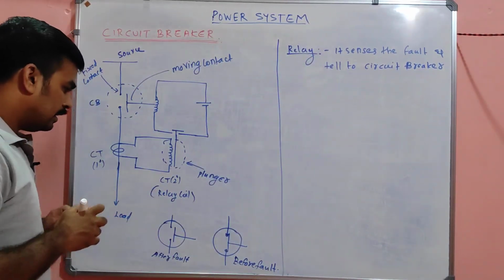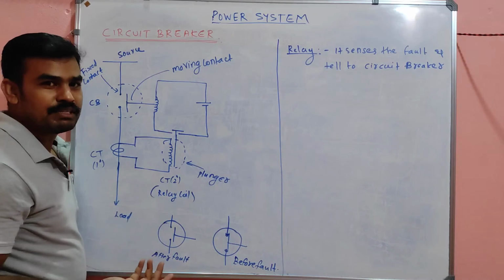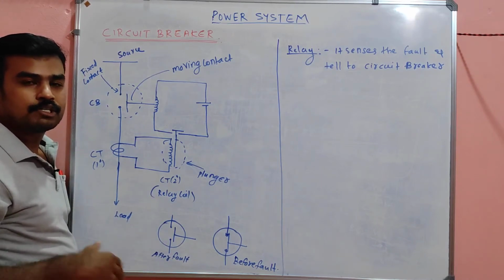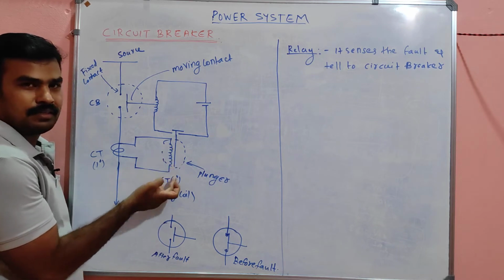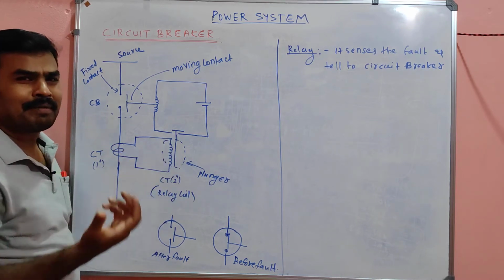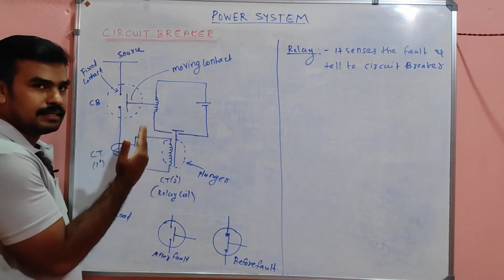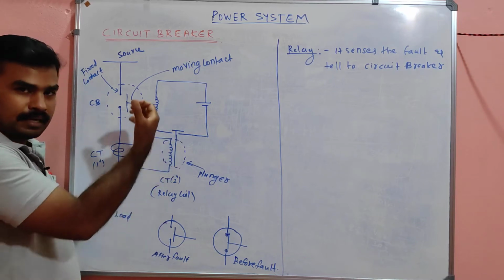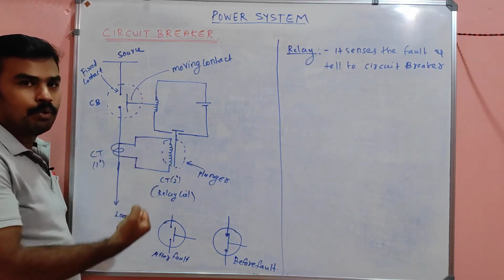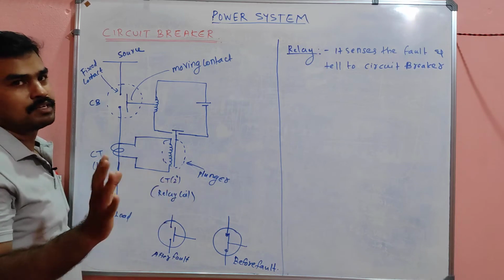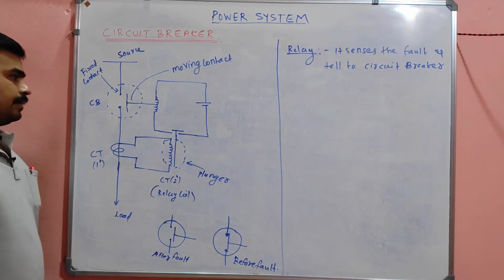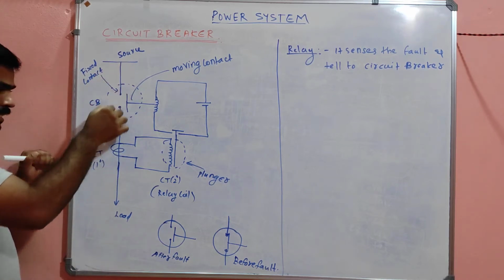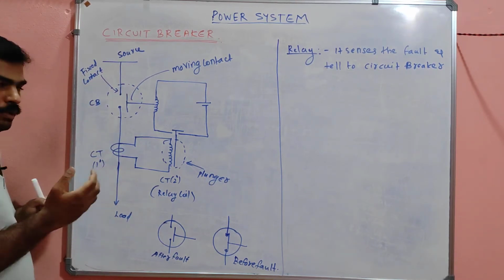So now the relay coil is nothing but the secondary of the current transformer, CT. And there is a plunger. That plunger is nothing but an electromagnet-like mechanism. It can attract, it can plunge. Plunging means it can pull and it can release. That's all. This carries the load current, of course.